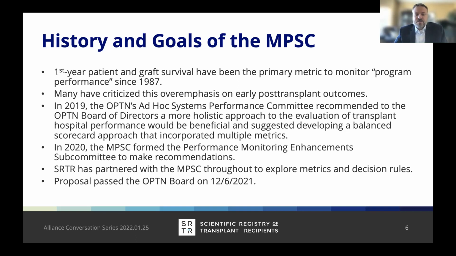And they recommended to the OPTN board of directors that this holistic approach should be pursued, that it should incorporate a broader look at hospital performance and/or OPO performance. This concept of a balanced scorecard came up quite a bit. But the general idea there is that we should be looking at a multitude of metrics to describe quality. Quality is not just first-year graft and patient survival.